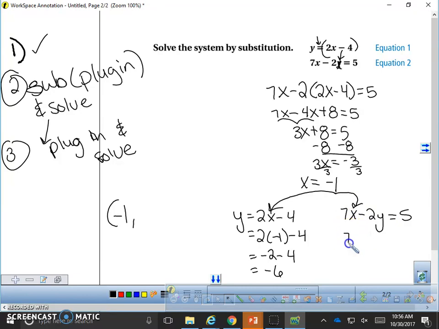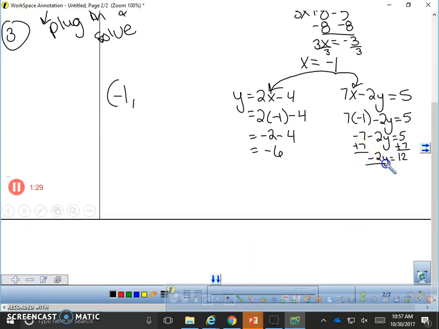Okay. 7 times negative 1, minus 2y equals 5. 7 times negative 1 is negative 7. Now we're going to add 7 to both sides. Negative 2y equals 5 plus 7 is 12. Divide by negative 2. Y equals negative 6. And we did it.